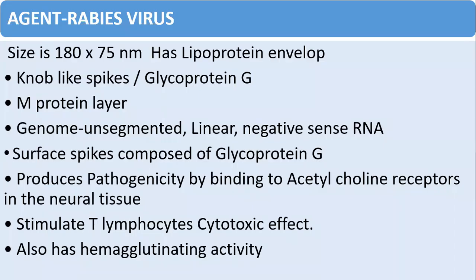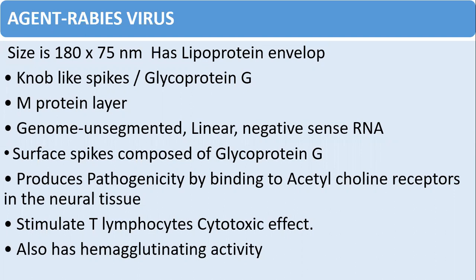Let's start with the epidemiology of rabies. First, the agent: the size is 180 by 75 nanometers, with a lipoprotein envelope, knob-like spikes, and glycoprotein G, and an M protein layer also around it. The genome is unsegmented, linear, negative-sense RNA. The surface spikes are composed of glycoprotein G.